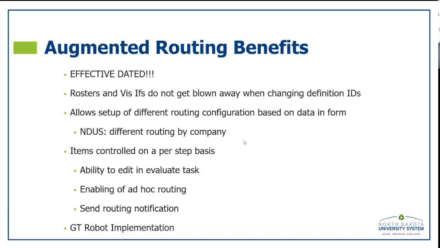The solution to our workflow issues was augmented routing. And some of the benefits of the augmented routing table and workflow is, first, it's effective dated. So if you're going to make a change to the routing, you can add an effective date, and it can be as of a certain date and not impact pending forms that were created on a previous date. In addition, when you change your process definitions, the rosters and visual ifs don't get blown away like they do right now on the routing tab in form setup.